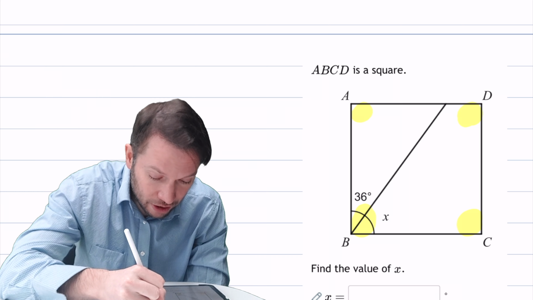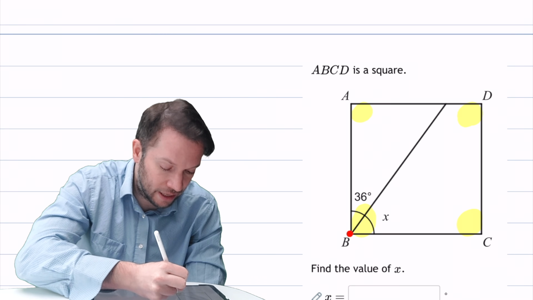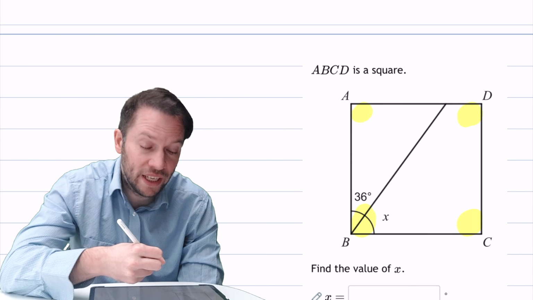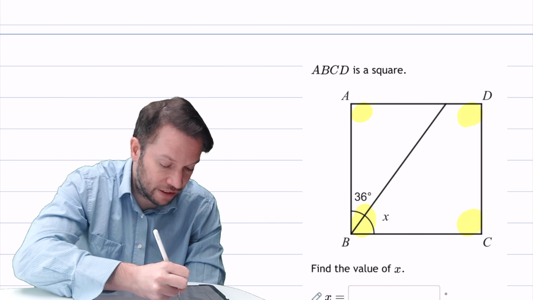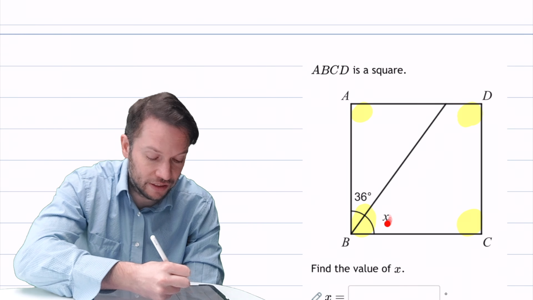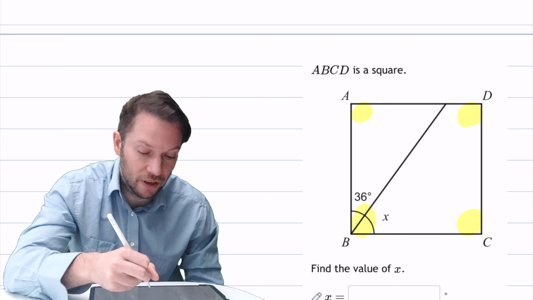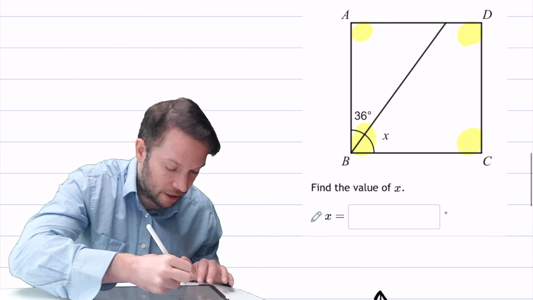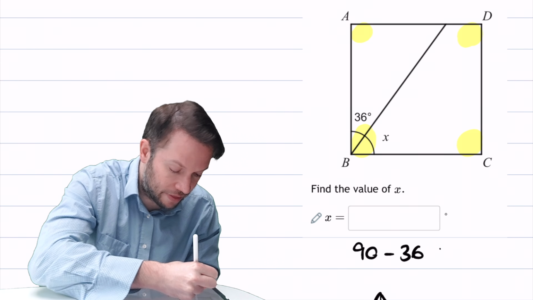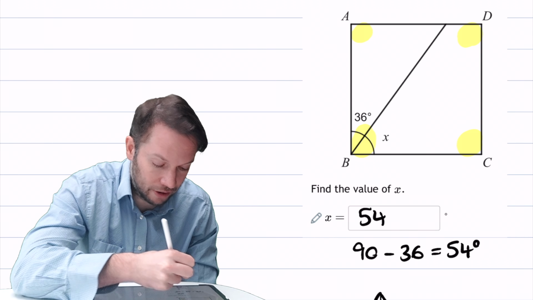right angle. So we know that this total angle about this point B here, that total turn is 90 degrees. So all we need to do is 90 degrees, subtract that 36 degrees to get that remaining angle of X there, because we know that this angle X and this angle 36 have got to add up to 90 degrees. So let's do that. We're going to do 90, subtract 36, and that gives you 54 degrees. So that is the final answer.